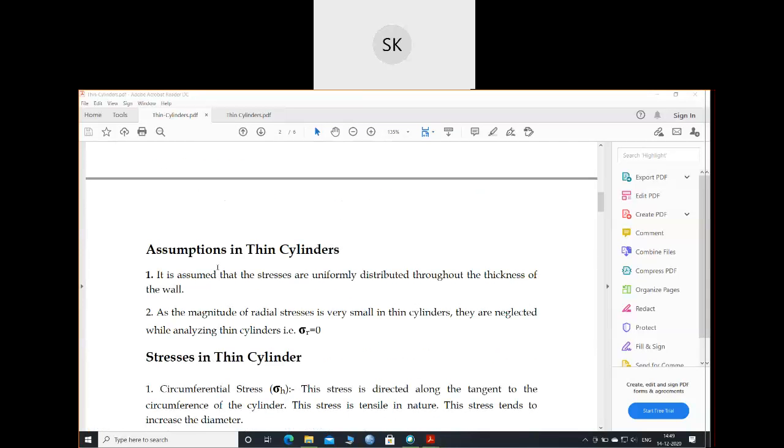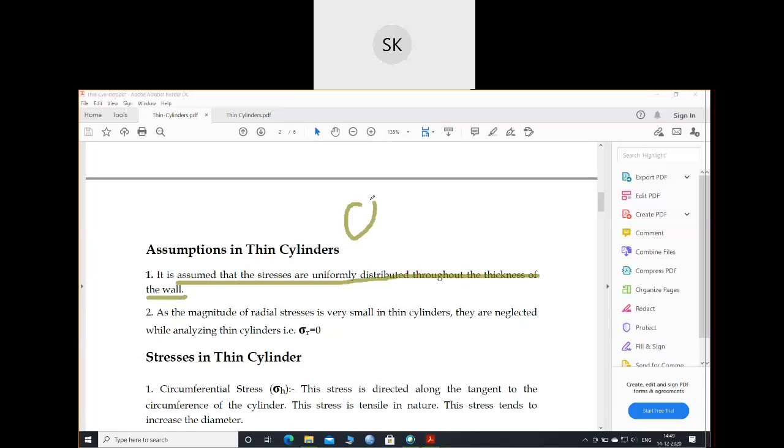So let's see the assumptions in thin cylinders. Number one, it is assumed that the stresses are uniformly distributed throughout the thickness of the wall. Remember this line is very important. We'll do some MCQ in the second part of the class.